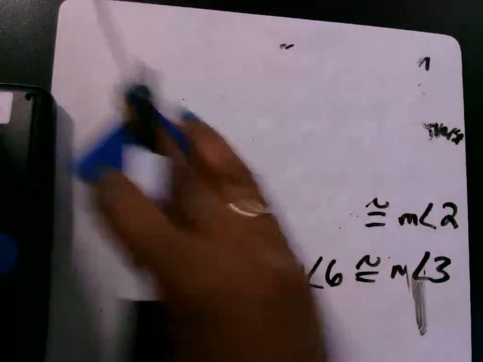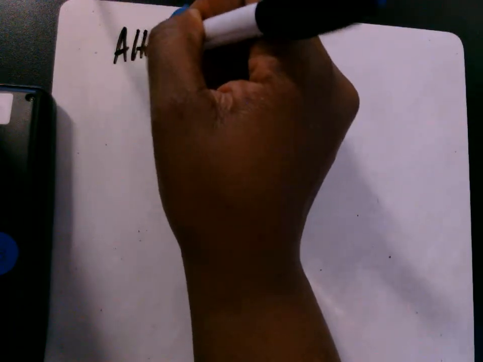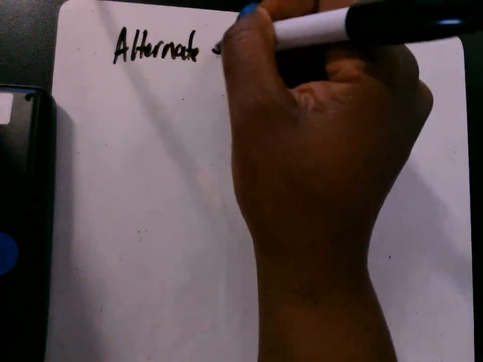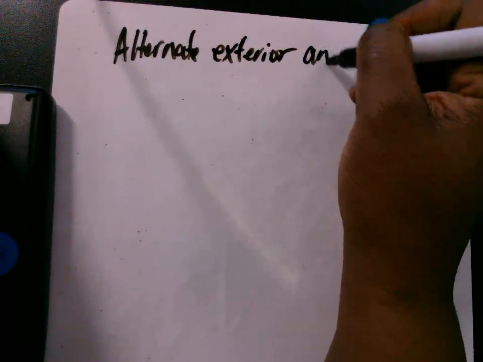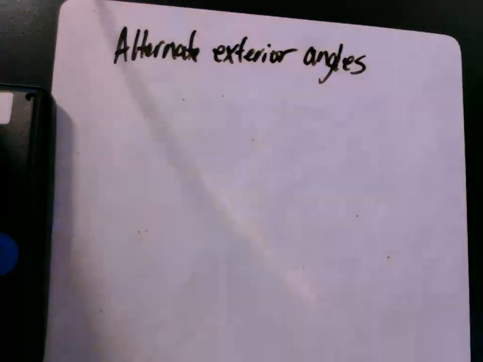Alternate exterior angles. What's the definition for alternate exterior angles?